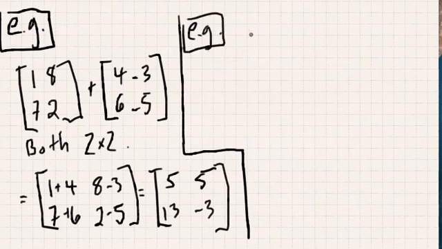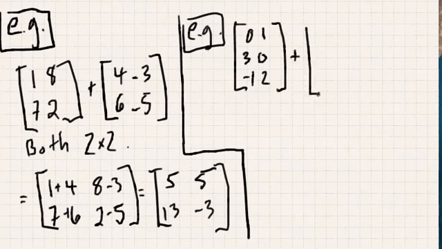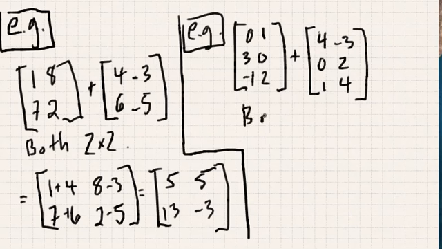So let's say, now I'm going to add, say, 0, 1, 3, 0, negative 1, 2, to 4, negative 3, 0, 2, 1, 4. Why not? Okay. Now these are both 3 rows down, 2 across, so they're both 3 by 2, so this makes sense.